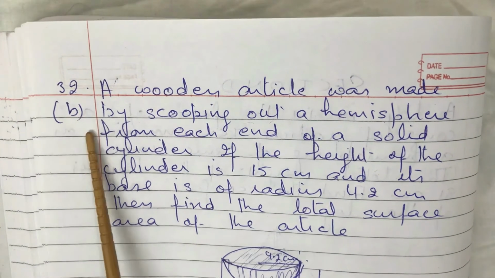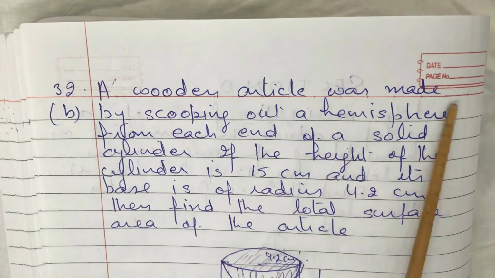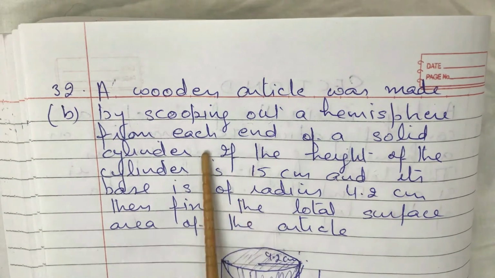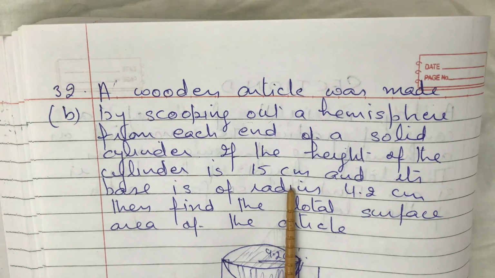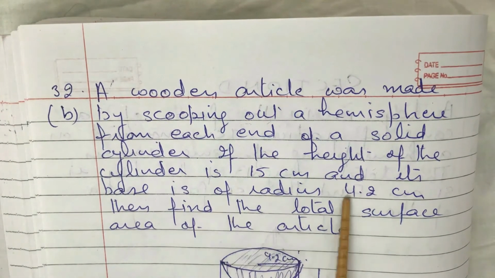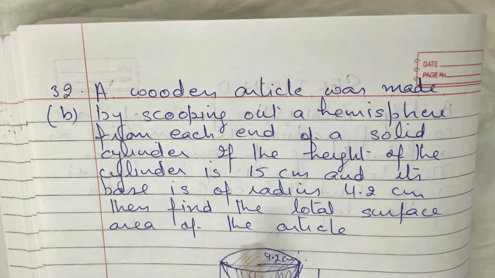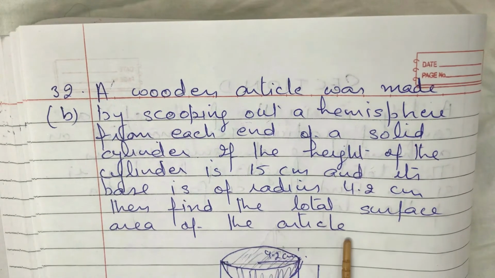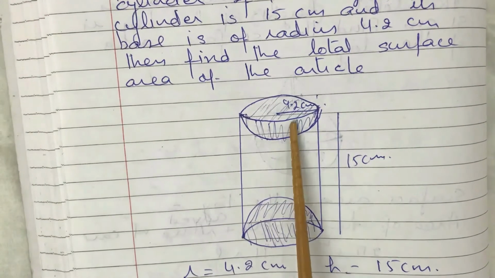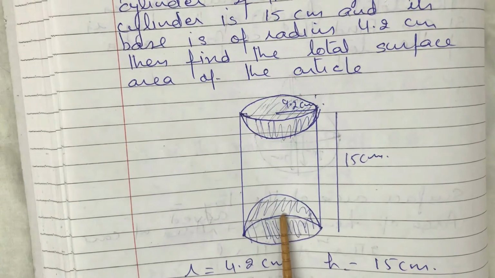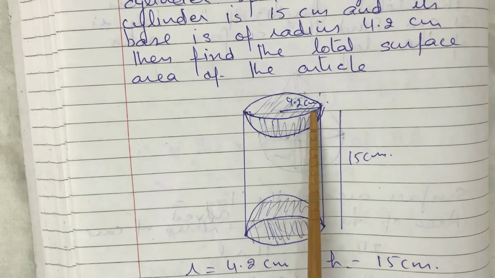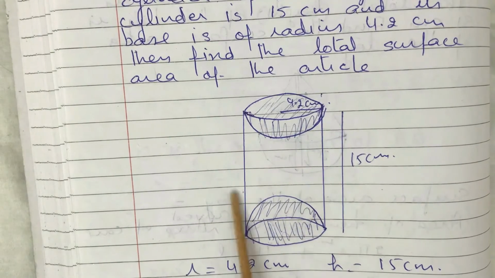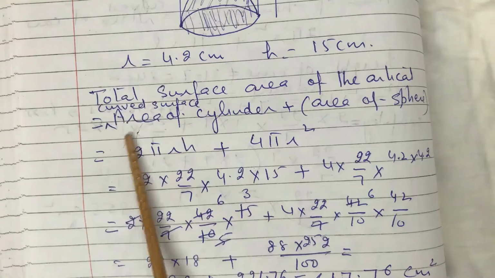Now 32nd question B part. A wooden article was made by scooping out a hemisphere from each end of a solid cylinder. If the height of the cylinder is 15 centimeter and the base is of radius 4.2 centimeter, then find the total surface area of the article. Now this is the article, and on both sides it's a hemisphere, and total height is 15 centimeter, radius is 4.2 centimeter. I am to find the total surface area of the article.